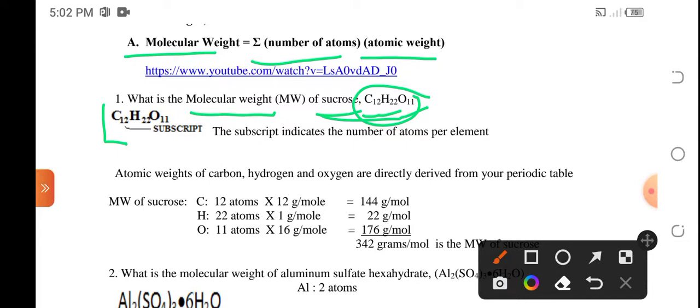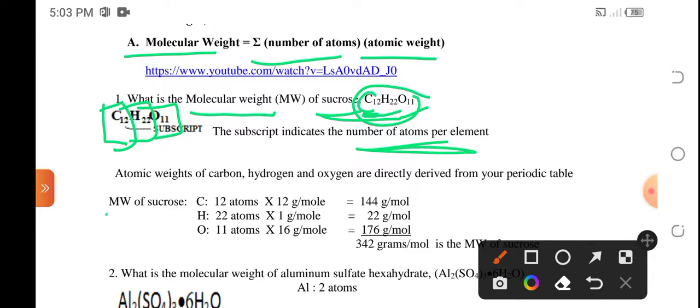So, C12 means there are 12 carbon atoms, H22 meaning there are 22 atoms of hydrogen, and O11 means there are 11 atoms of oxygen. Okay, so the subscript here indicates the number of atoms per element. So, always the subscript follows the element that it describes. Okay, so C12 is for carbon.